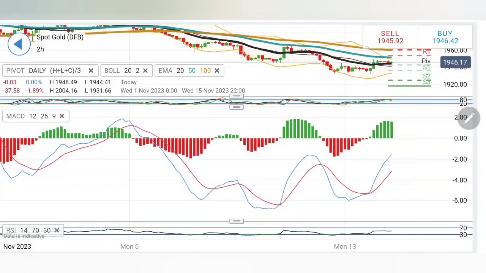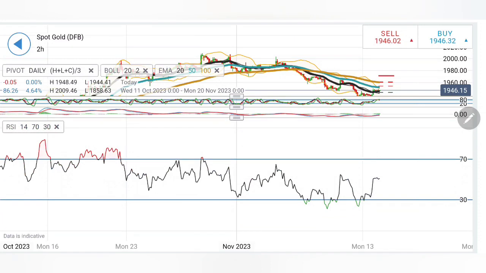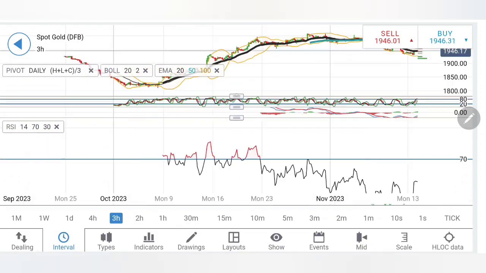Stochastic is overbought, MACD is bullish, it has crossed over at the bottom, almost a triple bottom is formed here and it is looking forward to a rise. It suggests that there is a good support here and that is where the recovery exists. RSI is comfortable and flat.